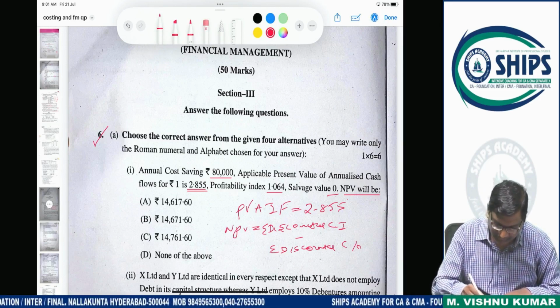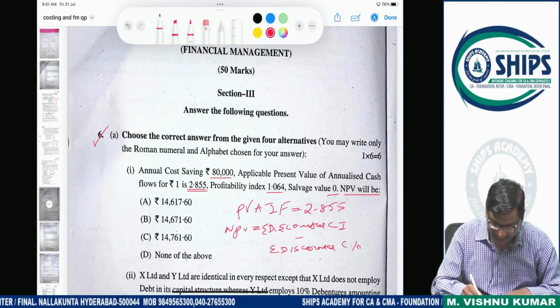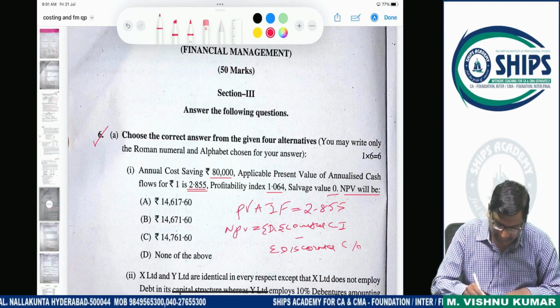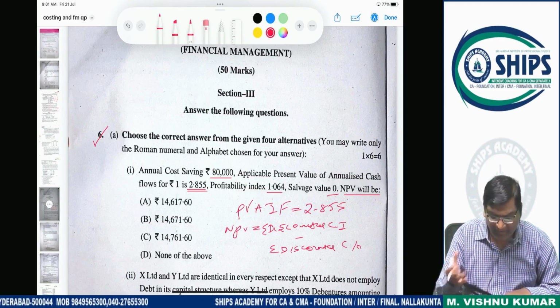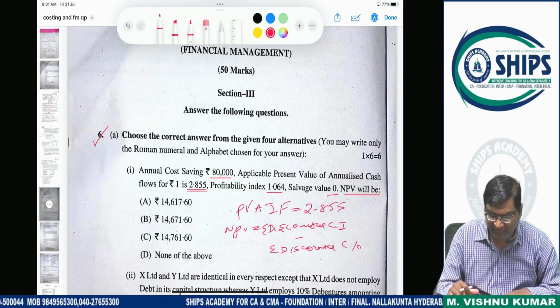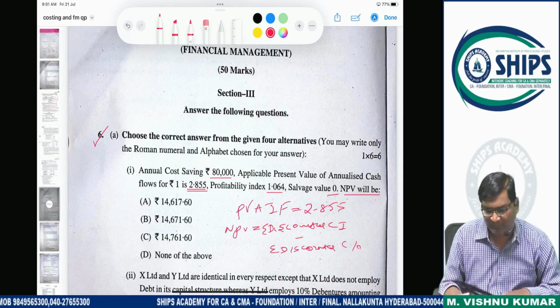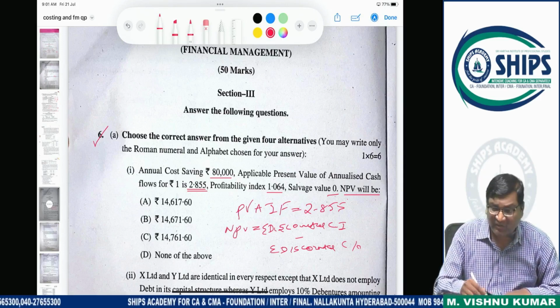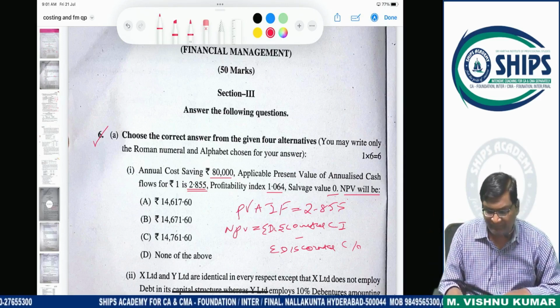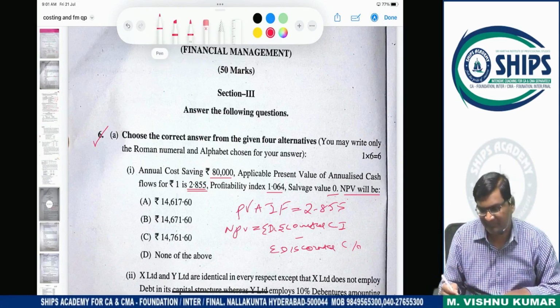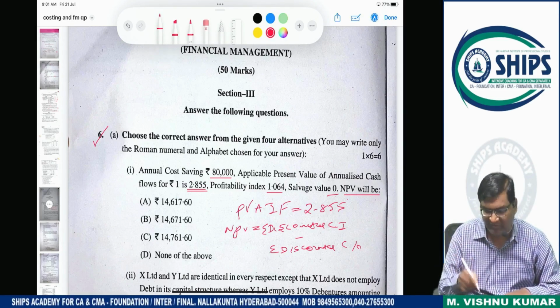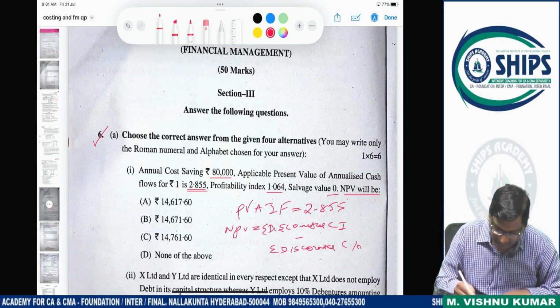In the question they have given annual cost saving. If you multiply this 2.855 with annual cost saving, you can get inflow. But in this question we are not assuming this as inflow. The reason is that a similar question was already given in the December attempt, and in that they took this for calculating the outflow. So according to that assumption I am solving this, and first I will calculate the outflow.